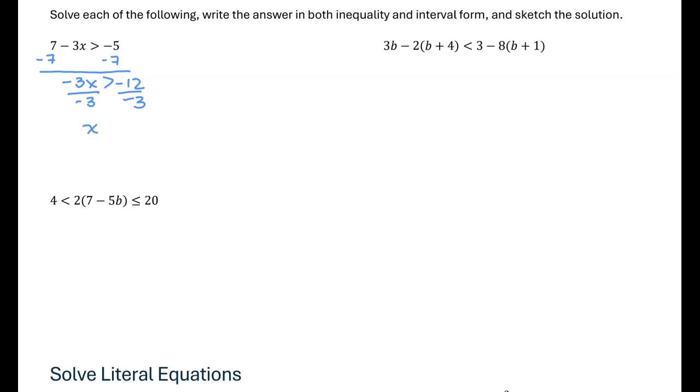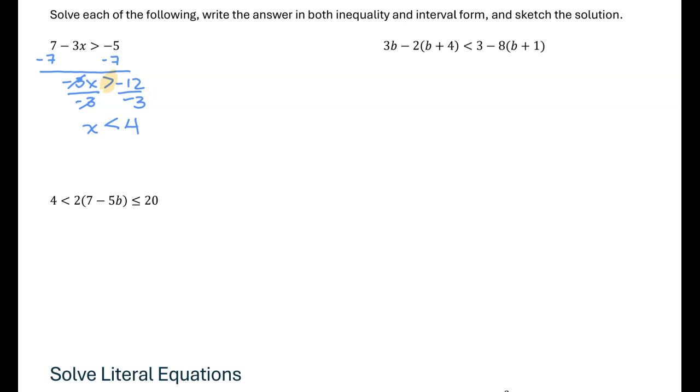Which works out really nicely. All I'm left with on the left-hand side is an x, and all I'm left with on the right-hand side is a positive 4. But it's very, very important that we pay attention. This is no longer going to be a greater than, this is going to be a less than.